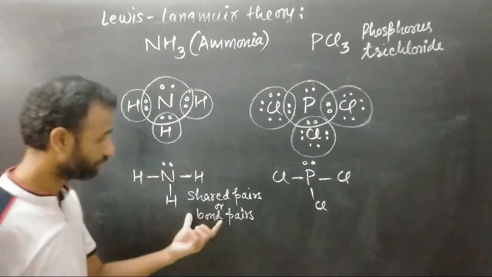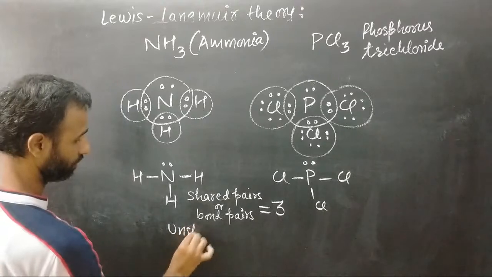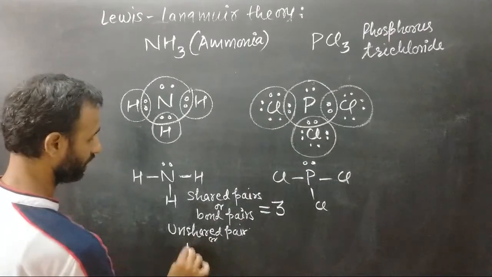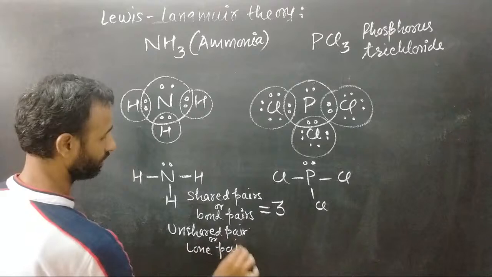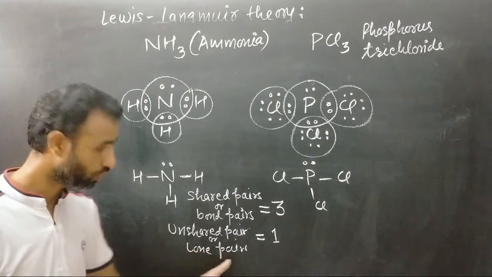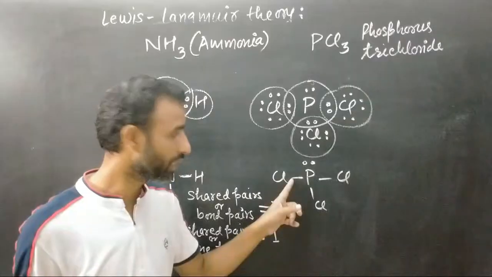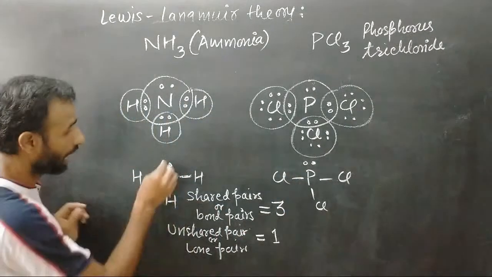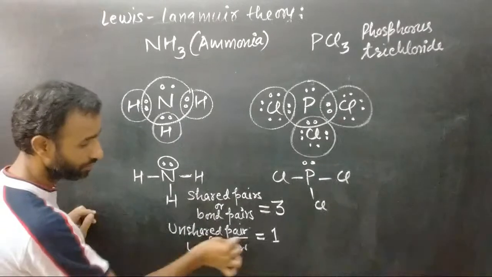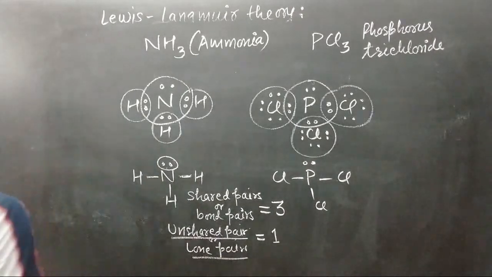Okay, so there are bond pairs. How many bond pairs are there? 3 bond pairs, or we can say 3 unshared pairs, lone pairs equal to 1 in ammonia. Same is the case with PCl3. 3 bond pairs, 1 lone pair. Means this pair which is not shared with any other atom, that is called unshared pair. And how many unshared pairs are there? 1.